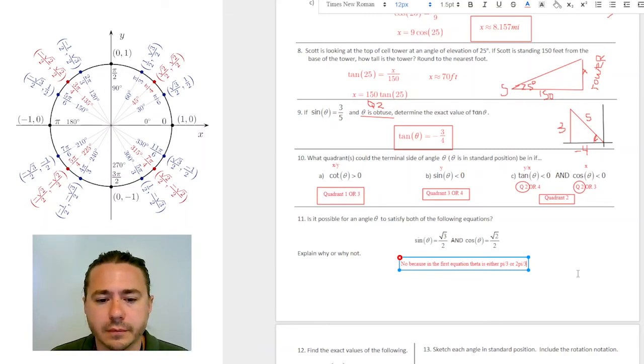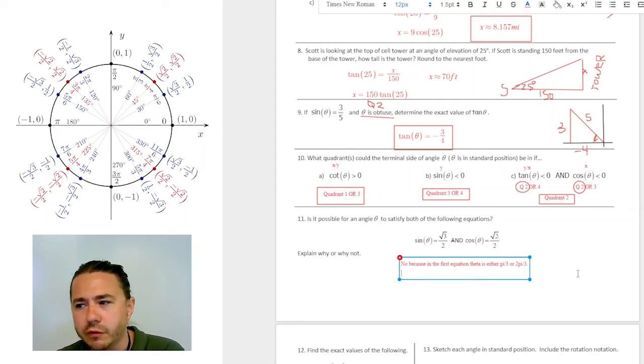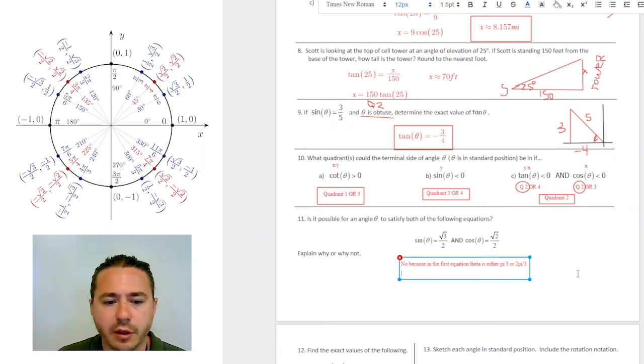In the second equation, cosine being root 2 over 2 is only going to happen at pi over 4 and 7 pi over 4. So there's not a single angle measure that will satisfy both of those.